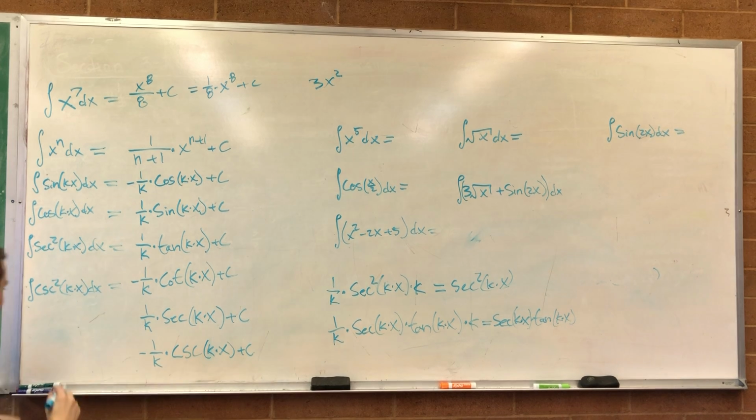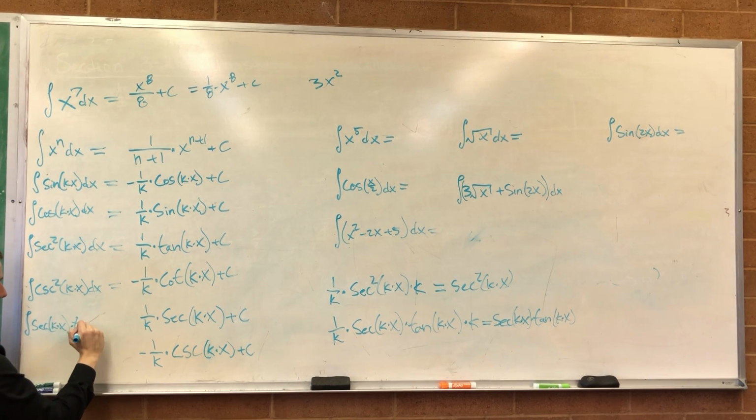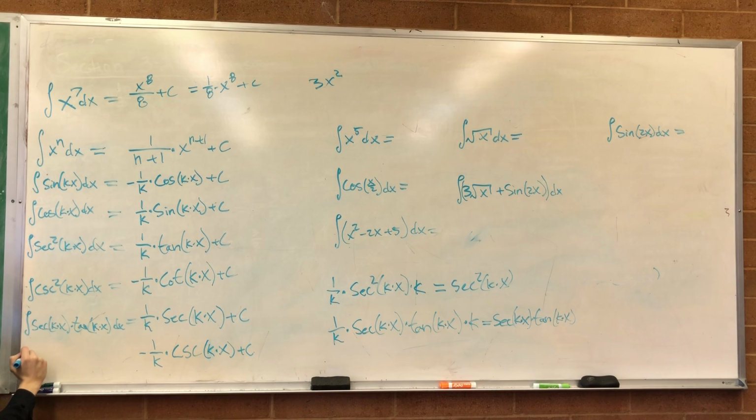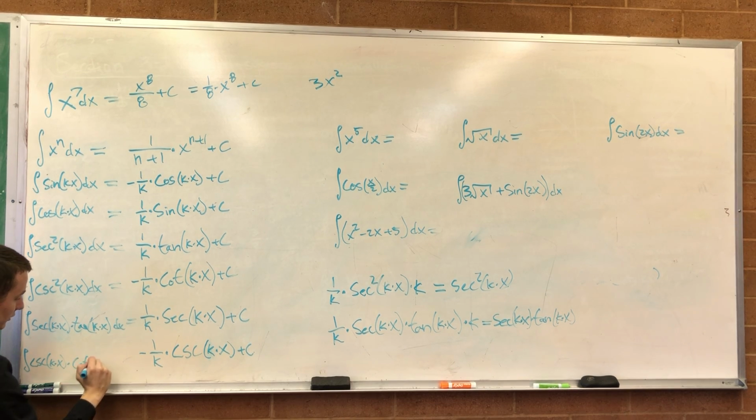So what did we just calculate? We just showed that the integral of secant of k times x times tangent of k times x with respect to x is equal to that thing. And similarly, the integral of cosecant of k times x times cotangent of k times x with respect to x will be equal to that thing. Okay?